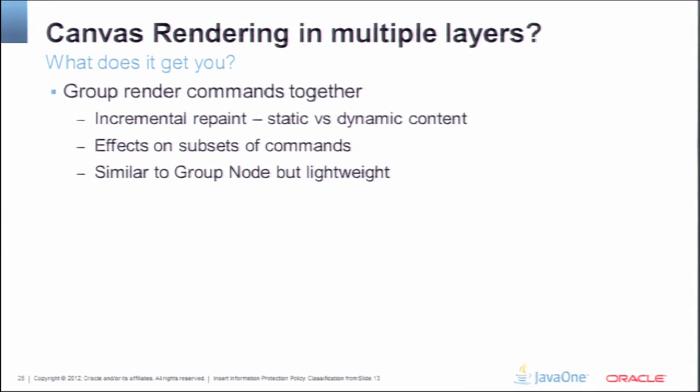So what does layered rendering get you? It gets you, like we were saying, static versus dynamic content rendering. You can use apply effect to apply an effect to a subset of your rendering operations, and then it's really similar to a group node, but obviously a lot more lightweight.